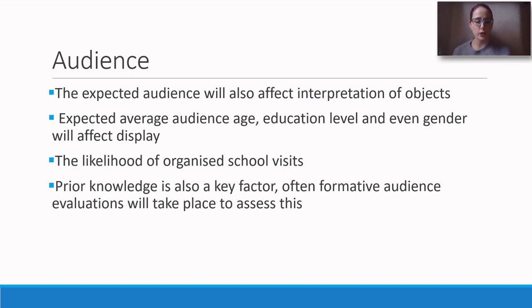Also, prior knowledge is really important. So a lot of museums, if they're putting on a new exhibition, will do what we call formative evaluation. So this normally takes the form of a questionnaire, and they'll ask visitors to the museum months before the exhibition is due to be planned what they know about what the exhibition's on. What level of knowledge can you expect people to walk in with, and therefore what do you have to explain and what you don't have to explain. All of this affects what you're going to tell people.